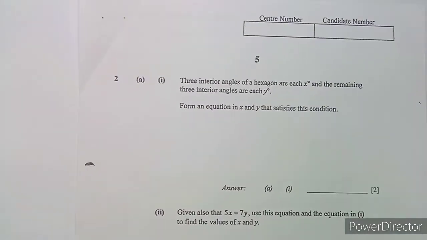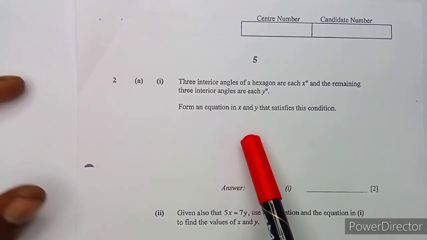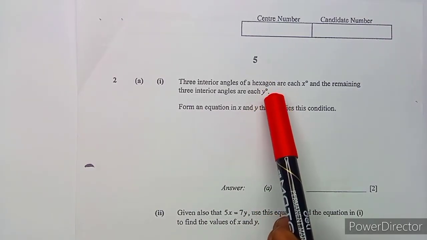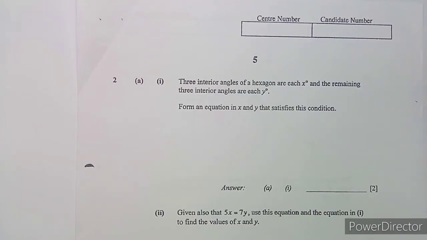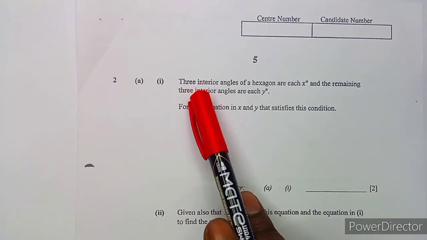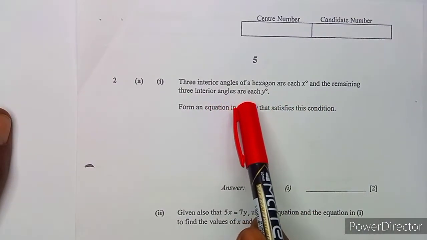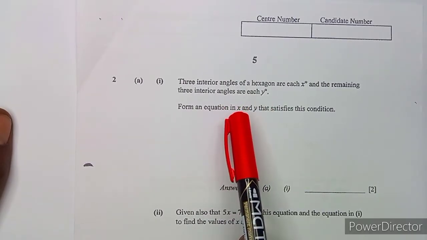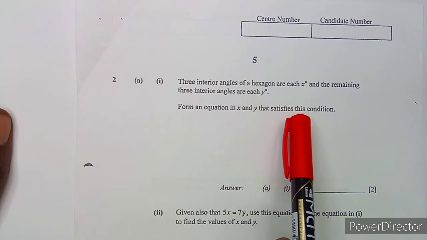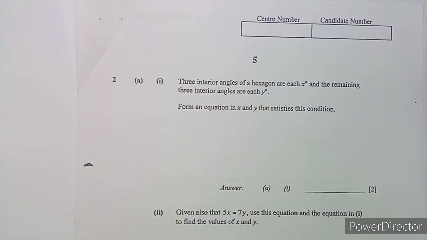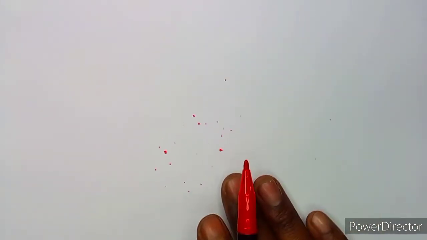Let's see question 2a, item 1. We are given 3 interior angles of a hexagon. Take note, this is a hexagon, and you're talking of a hexagon having 6 sides. Okay, so they are saying 3 angles are each x degrees, and the remaining 3 angles are each y degrees. Form an equation in x and y that satisfies this condition. Okay, we are referring to a hexagon, guys, and this is not just a hexagon.